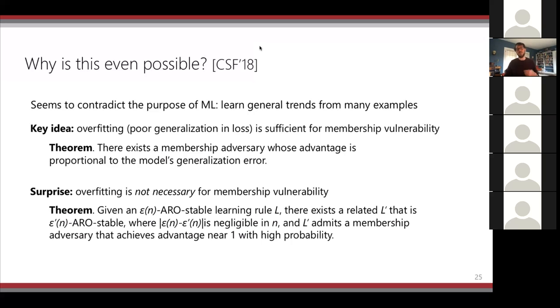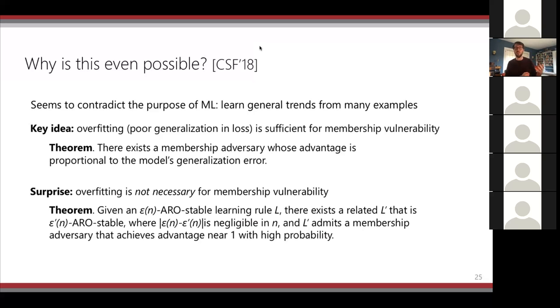And so there we leveraged the fact that our definitions looked a lot like crypto definitions and reused some proof techniques from cryptography, and basically showed that if I have a stable learning rule that is not going to overfit, then there always exists some closely related learning rule, which is also almost as stable, right? But it admits a membership attack that has near perfect advantage for the attacker, right?